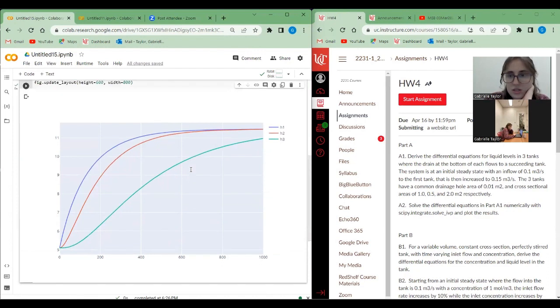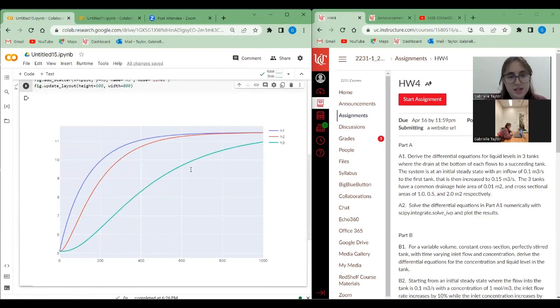Okay, so this is good. This is pretty much saying our height 1 is going to level out at around 11.5, and our height 2 is going to be a little slower, but it's also going to level out at a height of 11.5. And then our height 3, at 1,000, is going to be at 11, but it's still reaching up a little bit. So that is our answer.